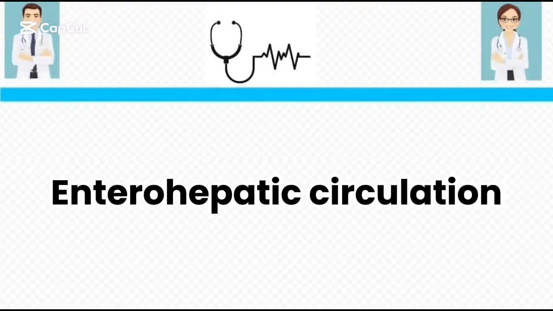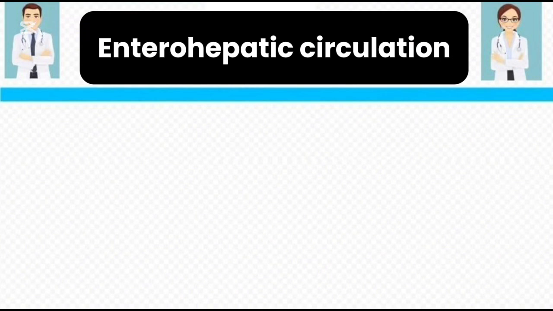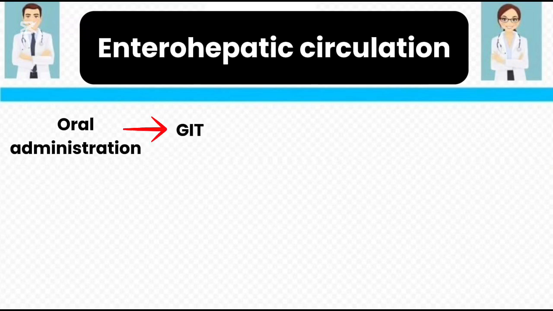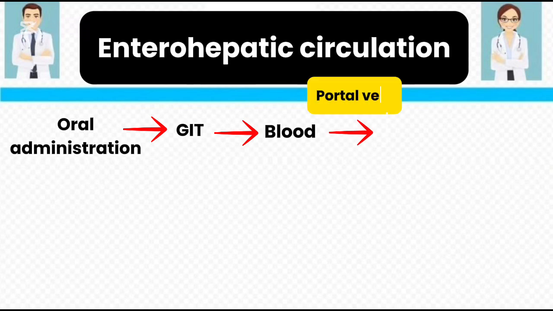Understanding enterohepatic circulation. Before understanding the enterohepatic circulation, it is more convenient to understand the normal processes for a drug. First of all, after oral administration, the drug goes into the gastrointestinal tract, or GIT. In the GIT, the drug is absorbed into the bloodstream.